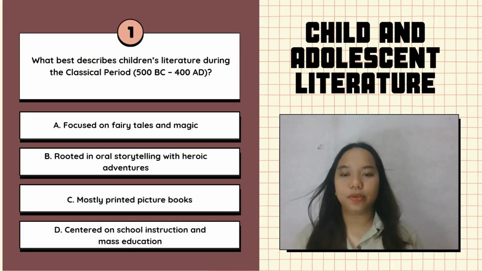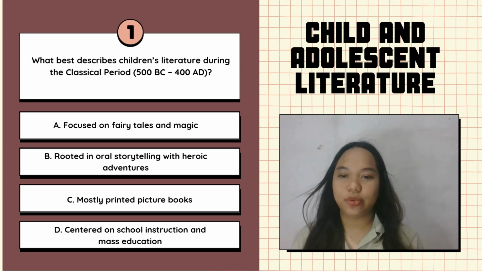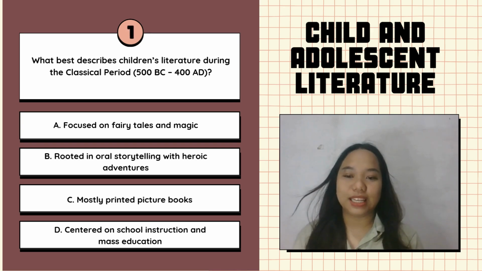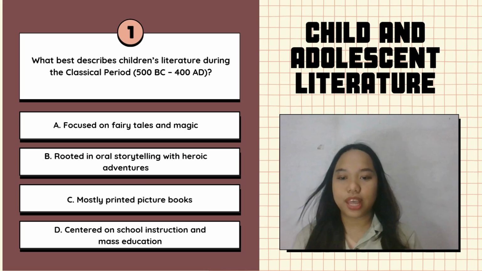Okay, to start our review session, I have prepared 10 items for you to answer. So let us start with number 1. What best describes children's literature during the classical period, which is 500 BC to 400 AD? Letter A. Focus on fairy tales and magic. Letter B. Rooted in oral storytelling with heroic adventures. Letter C. Mostly printed picture books. Letter D. Centered on school instruction and mass education.